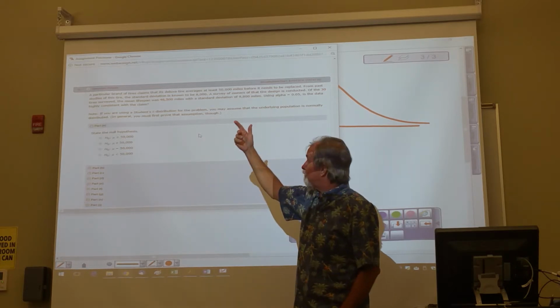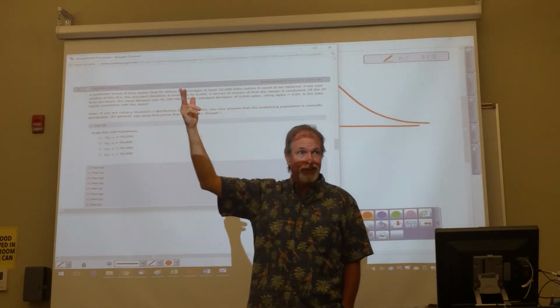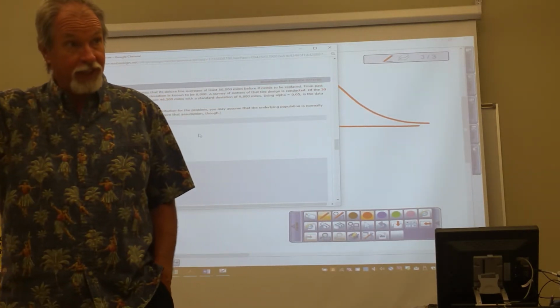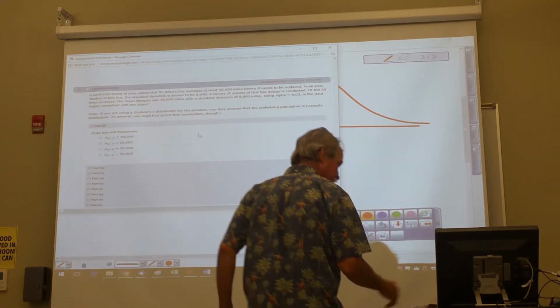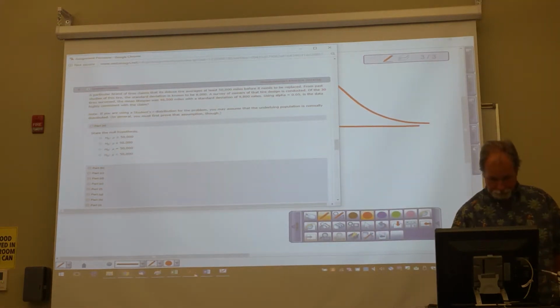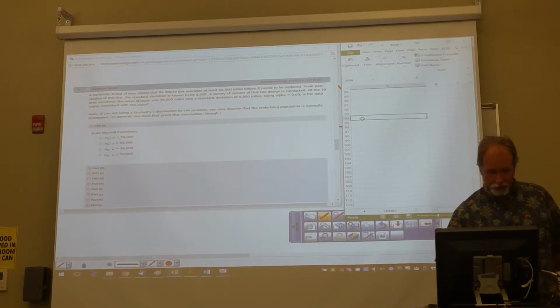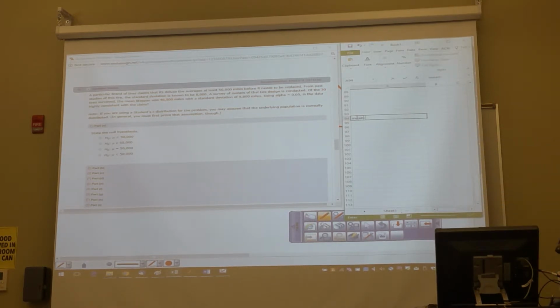So I'm going to look at this. Is this a means test or a proportions test? Mean, and we know that because it talks about averages. So I'm doing a means test. A couple of things that I'm looking at: I have my n, I have my sample mean, I have my population mean.